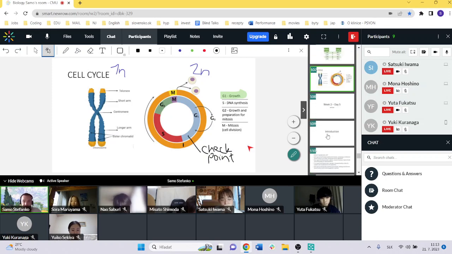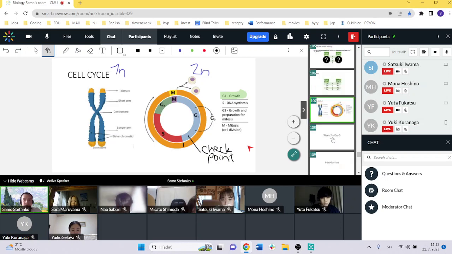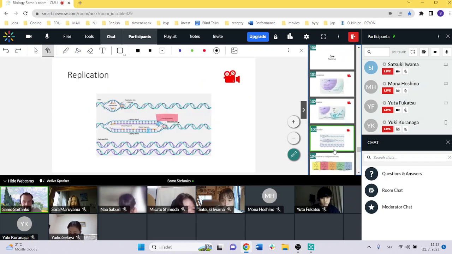So, S phase. Let me show you the picture. During the S phase, the replication of DNA is happening. This is the thing we discussed lately, and we started discussing also today. So replication, the semi-conservative method. How do we synthesize new DNA? What does semi-conservative mean? Do you remember, guys? What does it refer to?